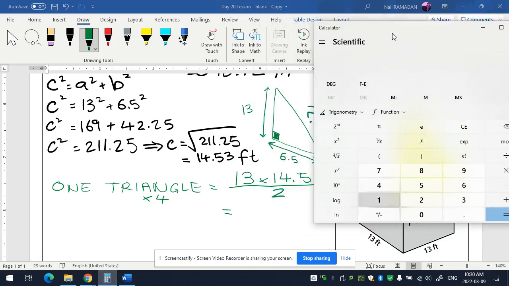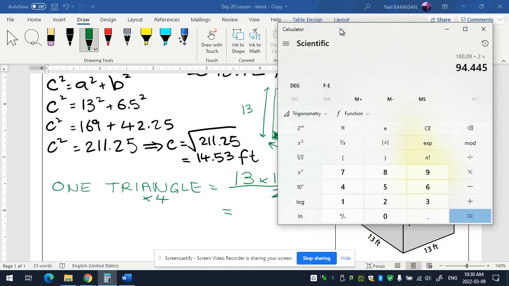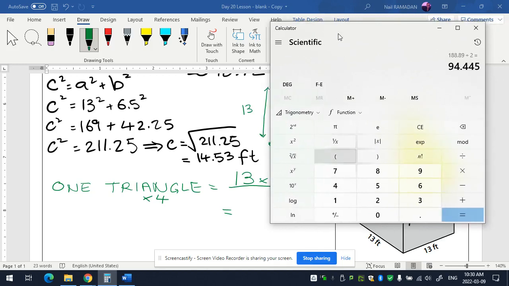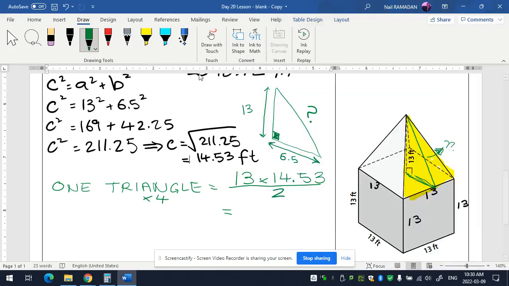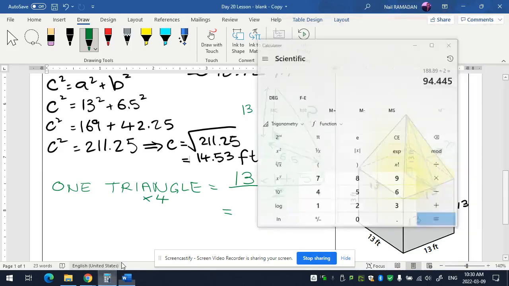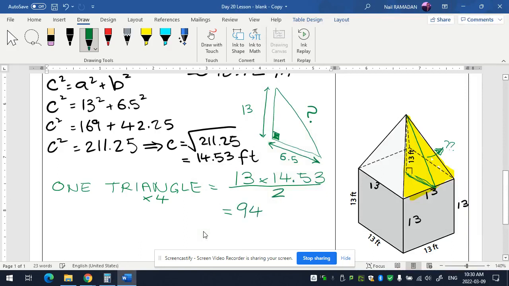All right, let's do this. 13 times 14.53 divided by 2. Apparently, a single triangle face is 94.445. Sure, let's write all of the digits. It's not that long of a number. How much again? Sorry. 94.445. In what unit? It's an area. It's a square foot or feet squared. Yes.